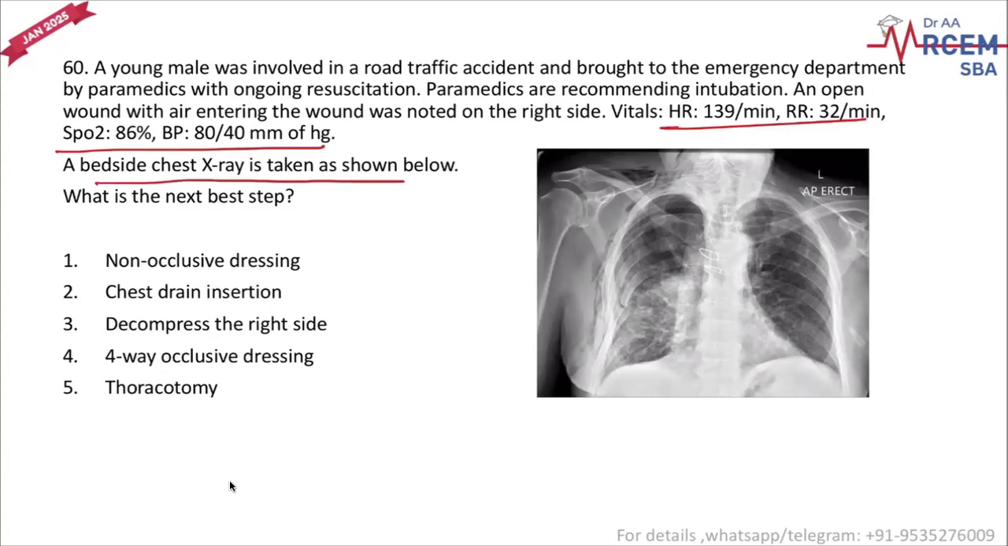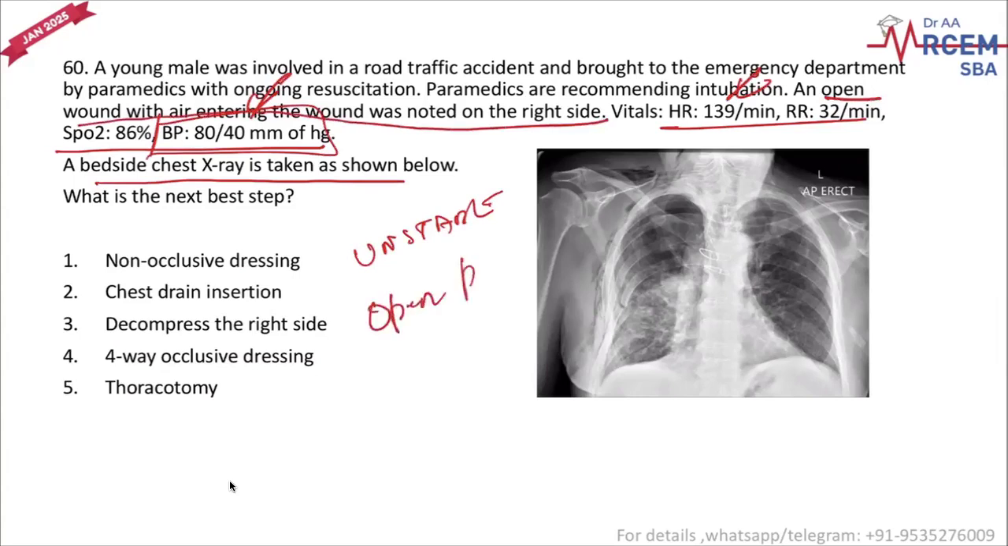Is this patient stable or unstable? It is unstable. Why do I call it an unstable patient? There is tachycardia and hypotension, mainly because of hypotension I'm calling it unstable. What kind of open wound is present? Air entering into the wound is noted, which is suggestive of an open pneumothorax. So the patient has an open pneumothorax, which is unstable. Any pneumothorax which is unstable is considered a tension pneumothorax.